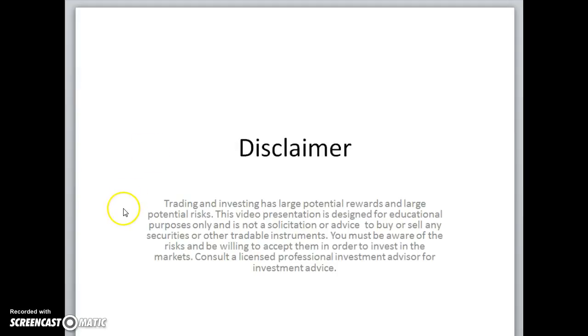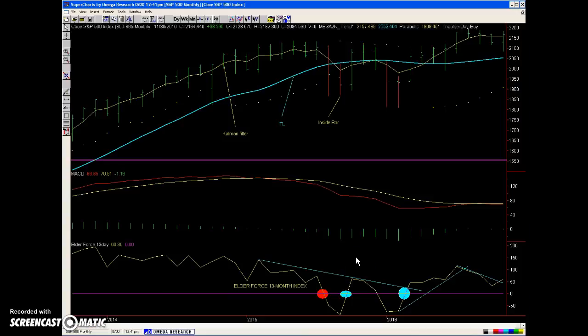Let's begin by looking at the monthly chart of the S&P 500 as we usually do. I've changed the background to a black background. If you get the email from me with the link to the video, let me know whether you think the black background is any better than the light green that I was using before. I believe it's a little better. The bars stand out a little more clearly.